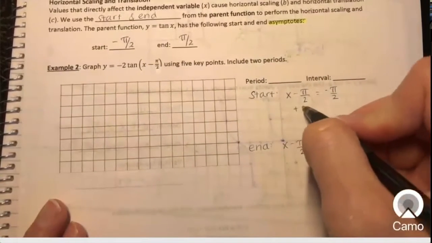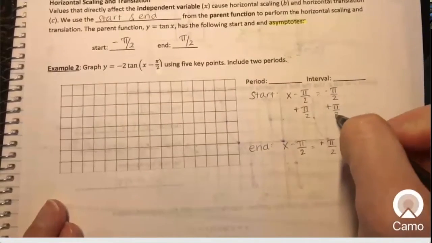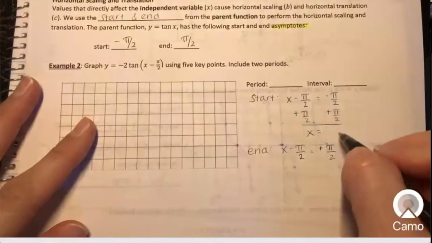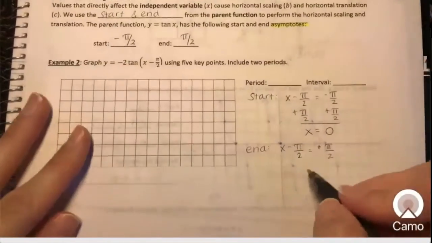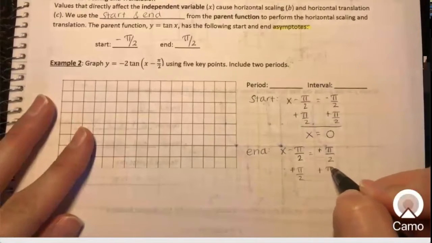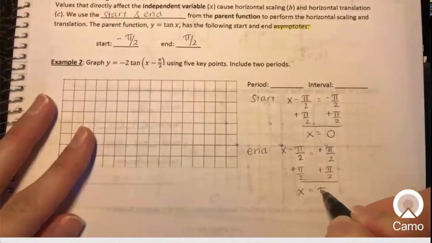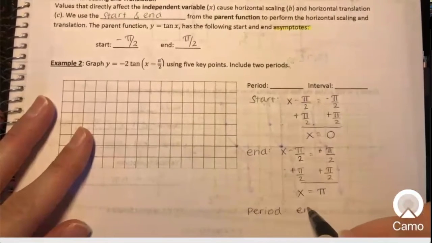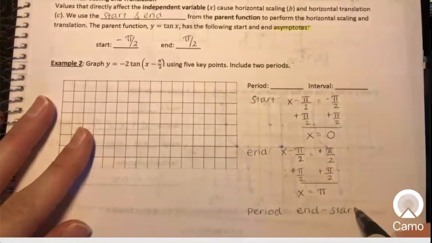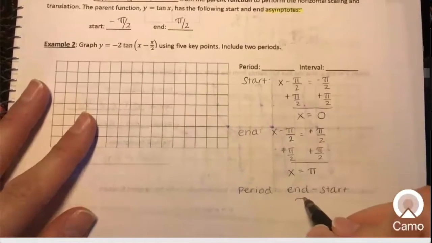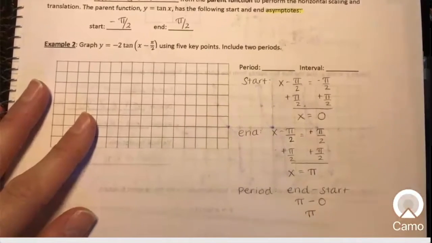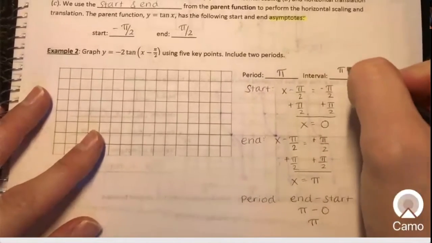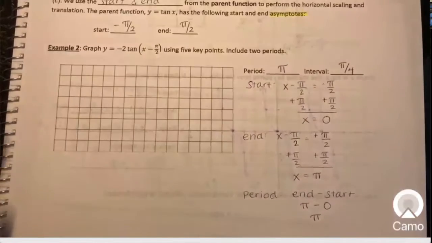So we'll go ahead and just solve. So we'll add pi over 2 to both sides. So this means our asymptotes, or the starting point for this tangent function, is going to be 0. And the ending point for this tangent function is going to be pi. So I can find a period just like I did before, take my ending point and subtract it with my starting point. So that will get me pi minus 0, which is pi. So the period is pi, and the interval is period divided by 4. So same kind of thing.